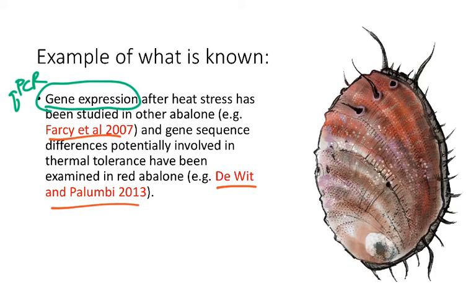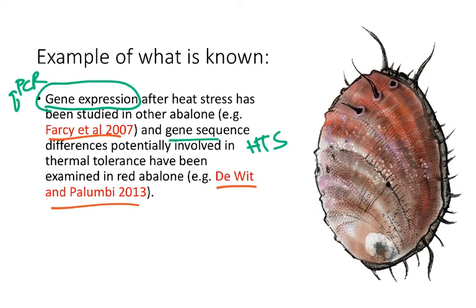And then the other paper that I described says that gene sequence differences potentially involved in thermal tolerance have been examined in red abalone. And in that particular paper, what they used to look at gene sequence differences was a high throughput sequencing approach. So you don't need to give that type of detail in your introduction. I'm just trying to tie it into other lecture concepts so you get repeated exposure to it.